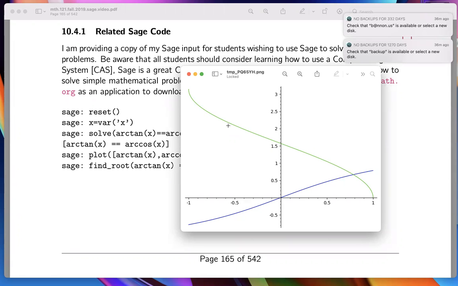What's this all about? Did you spend the required material in Math 120 to understand what these two graphs are? And I hope you did. This blue curve is a partial region of the arctangent function, and this green curve is the full picture of the arc cosine function. Do they agree somewhere? Are they equal somewhere?